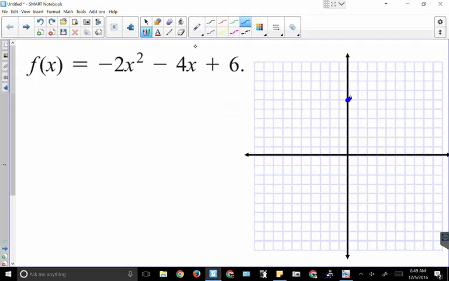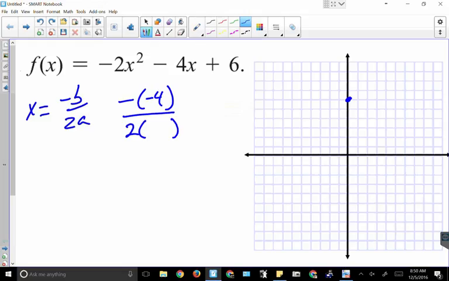Now, this could be the vertex. This could not be the vertex. I don't know. That's where this x is equal to negative b over 2a bit comes in. So if I want to know where the x-coordinate is on the vertex, well, what's b? b is negative 4, so it's going to be minus negative 4 over 2 times, and what's a? a is negative 2.